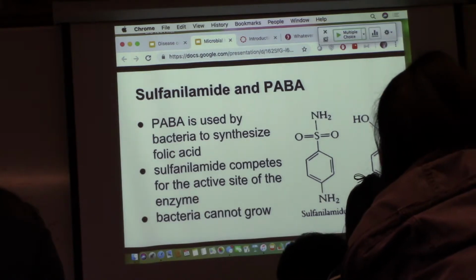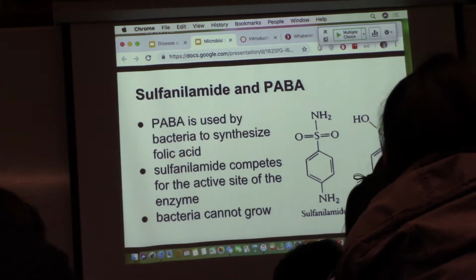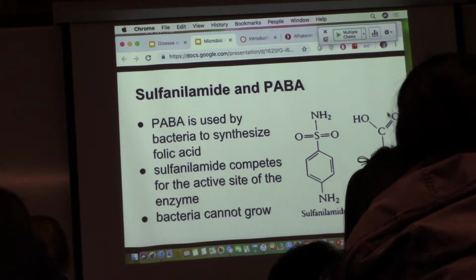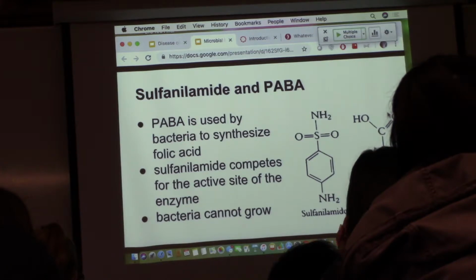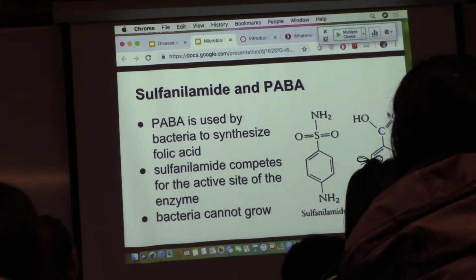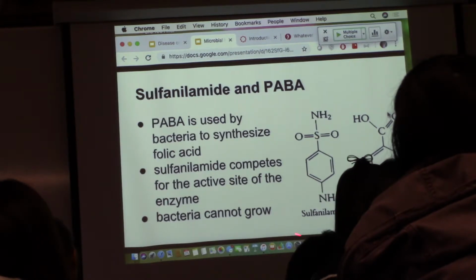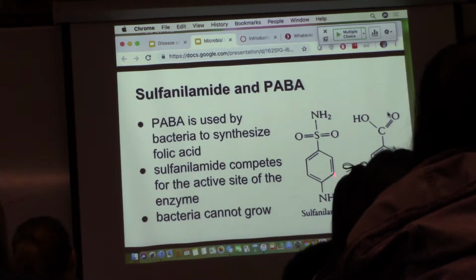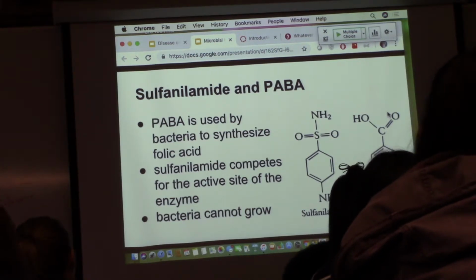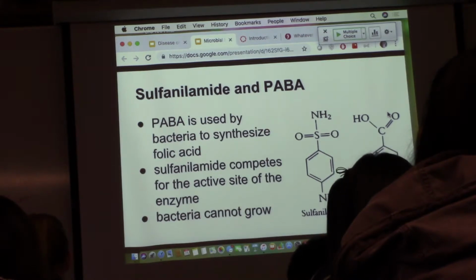So folic acid is a really important molecule. It's used in DNA, building the building blocks for DNA, so making nucleotides. And bacteria make their own folic acid, and they need to be able to start with para-aminobenzoic acid to make the folic acid. So when you take a sulfanilamide, one of these sulfa drugs, what this does is it competes with the para-aminobenzoic acid and prevents the synthesis of folic acid.